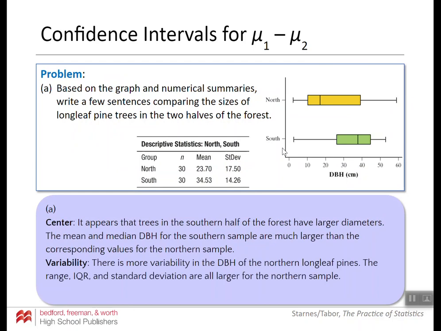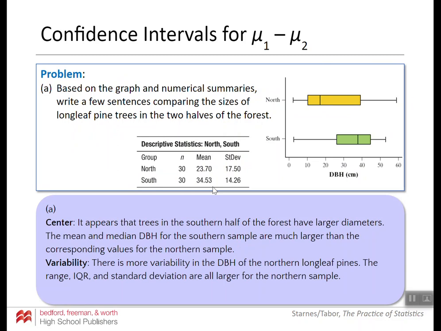Center. It appears that trees in the southern half have much larger diameters because our median here is much higher than the median in the north. The mean and median for the southern samples are much larger than the corresponding values for the northern. You can look at the mean in the table and see the same thing.